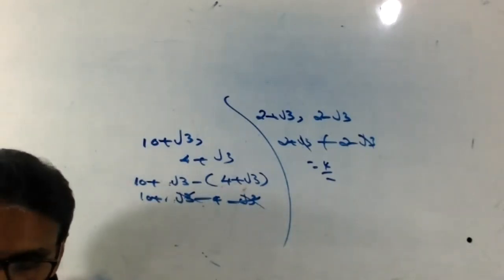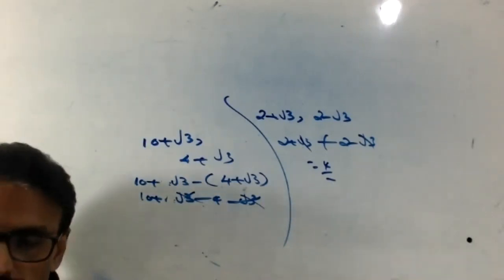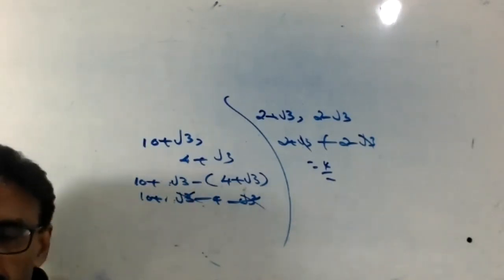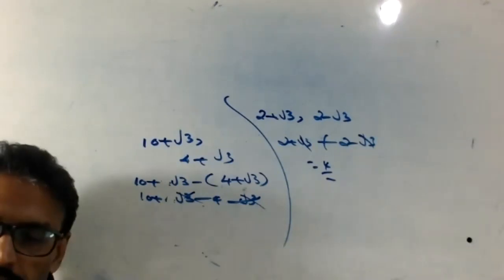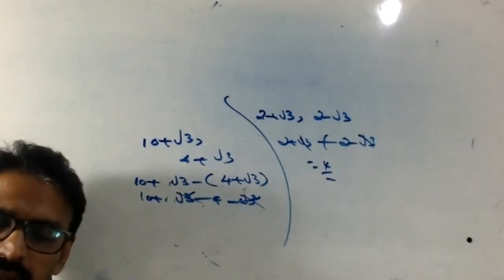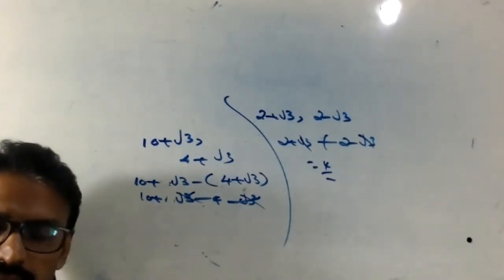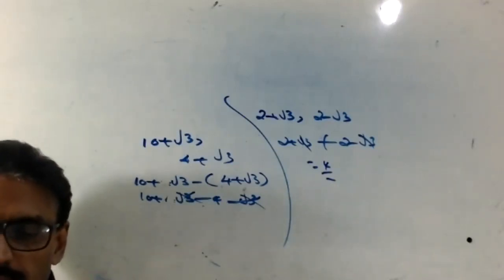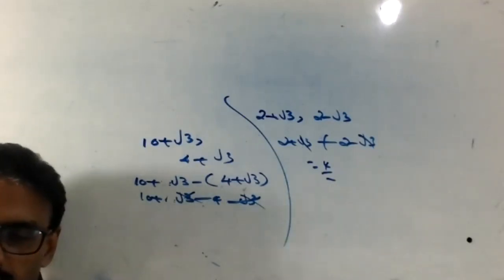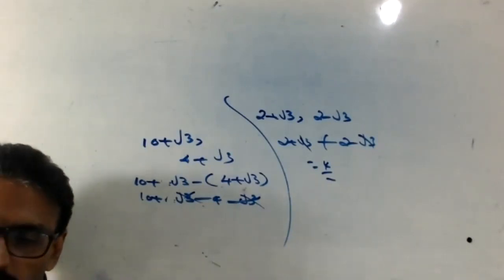Product of two irrational numbers is irrational. Example, root 2 and root 3. What? Root 6. Root 2 comma root 3, root 6.